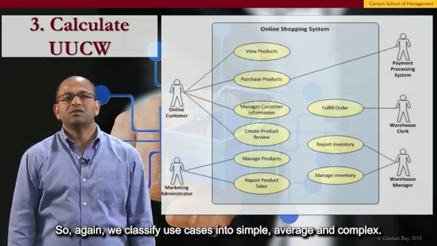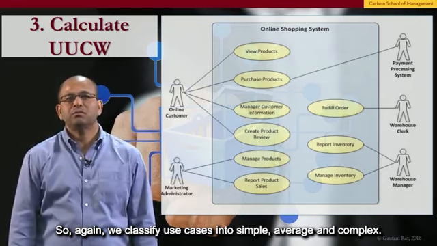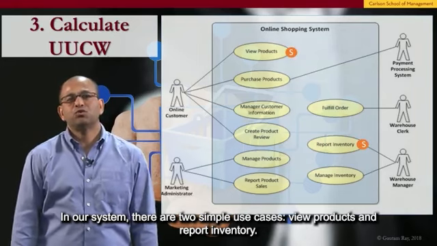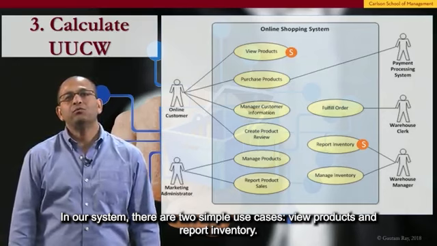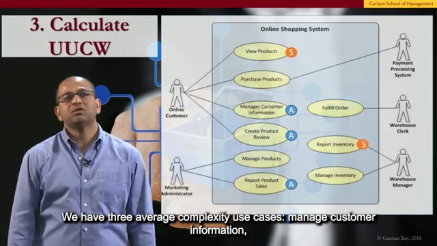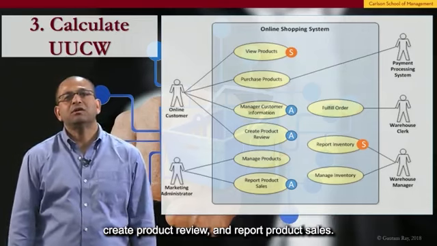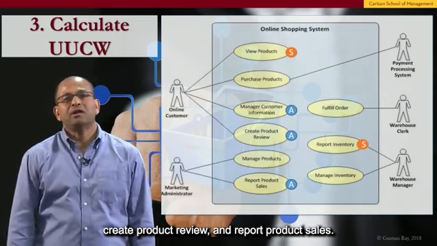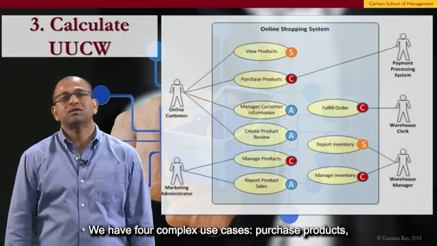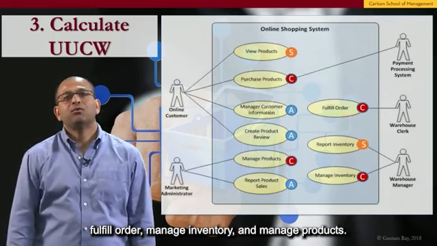So again, we classify use cases into simple, average, and complex. In our system, there are 2 simple use cases: view products and report inventory. We have 3 average complexity use cases: manage customer information, create product review, and report product sales. We have 4 complex use cases: purchase products, fulfill order, manage inventory, and manage products.